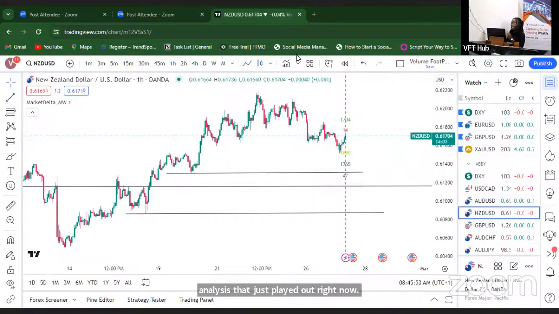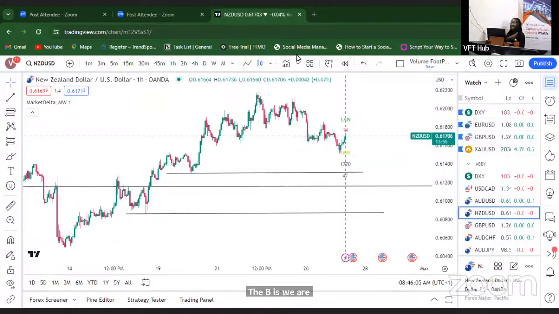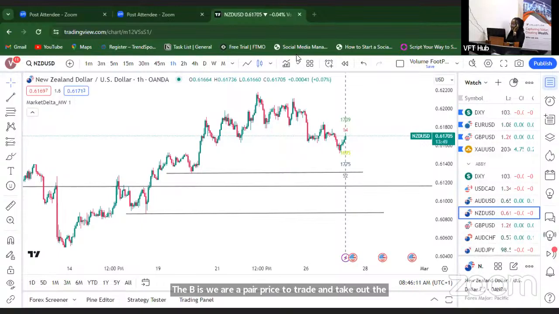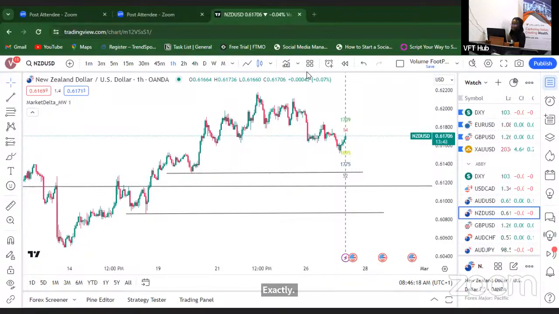So our B is the structural liquidity. A is the level that we expect to not be taken out, and that's why our stop loss is below level A. The B is we expect price to trade and take out the structural liquidity, take out B totally before it starts to buy. Is that clear? All right, thank you. So this is what we expect to see.